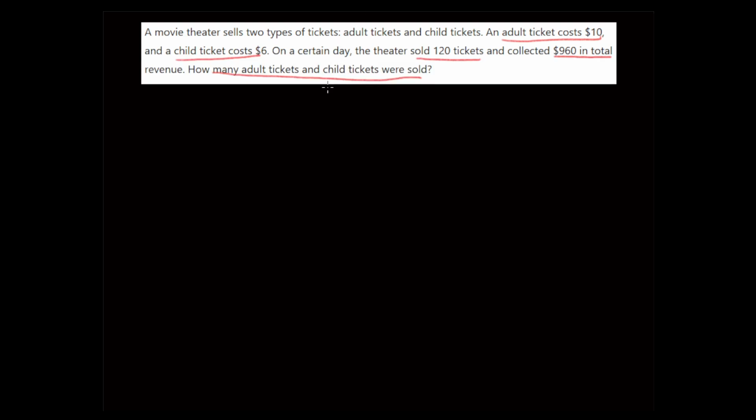The first thing we can do is notice that we have two different amounts: the amount of adult tickets and the amount of child tickets. These are variables. Each can be a different amount, but we're trying to find the correct amounts so that they could have sold 120 tickets and made $960. So we can give adult tickets and child tickets a variable because the number of each can vary. A is adult tickets, and C is child tickets.